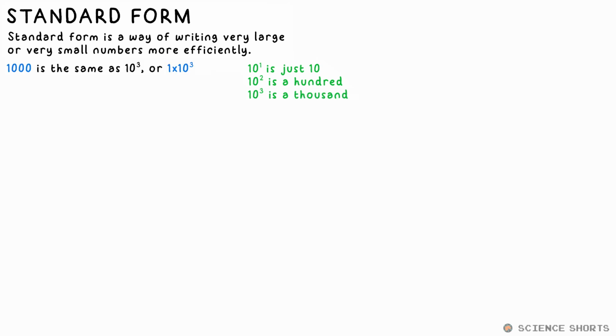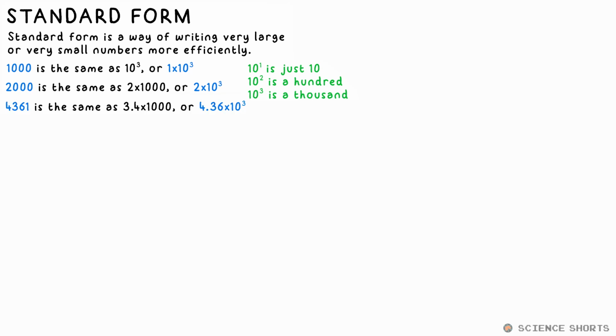1 times 10 to the 3 is 1,000. 2 times 10 to the 3, though, is 2,000. 2 lots of 1,000. What about 4,361? It's more than 4 times 10 to the 3, so we say it's 4.36 times 10 to the 3.